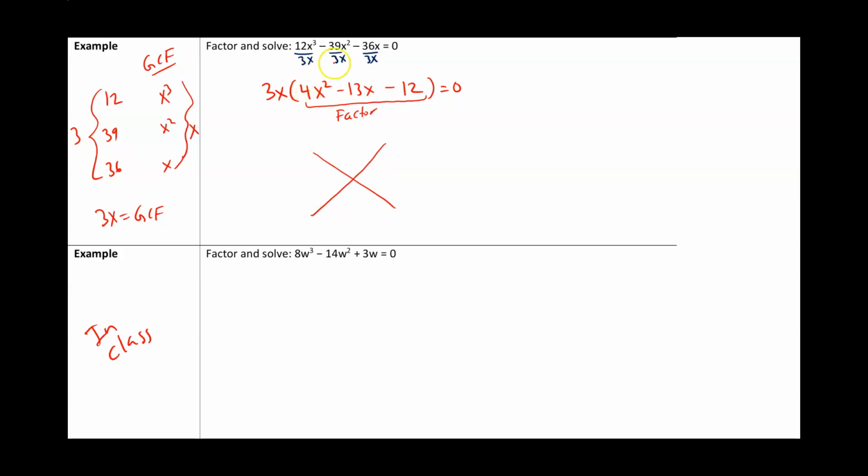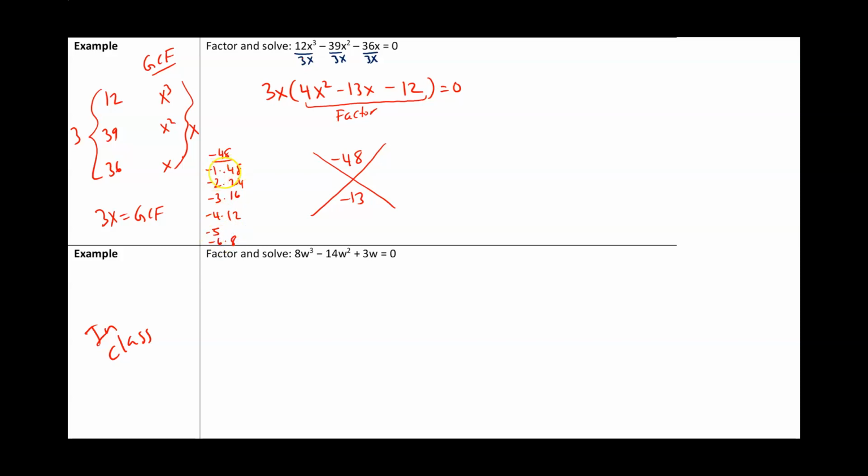We have 4 times negative 12, that's a negative 48, and then we have a negative 13. Now, if you'd like, write down all the things that multiply to negative 48. There's negative 1 and 48. There's negative 2 and 24. There's negative 3 and 16. There's negative 4 and 12. And then negative 5 doesn't go into it, but there's negative 6 and 8.